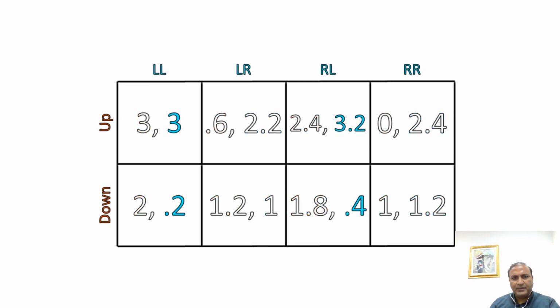So if you look at the payoff from LL and RL, what do you see? That for player number 2, this strategy is always giving a higher payoff compared to this one. So RL strictly dominates LL. Okay, so RL is always giving a higher payoff than LL. So it means we can remove LL from the game.